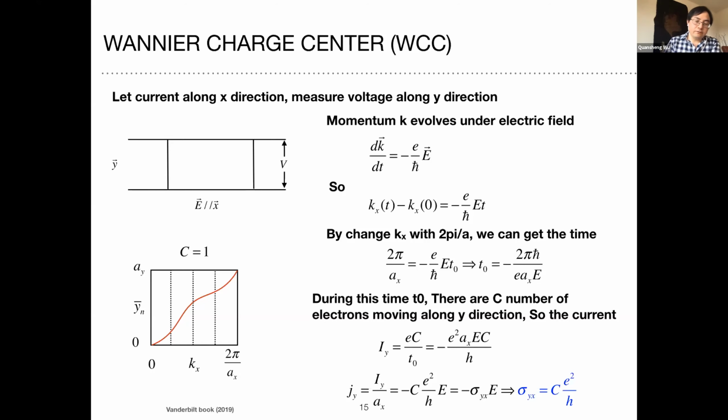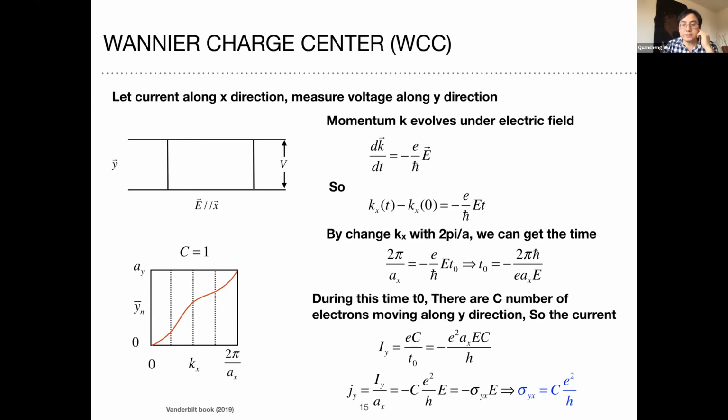So look at this Wannier charge center plot. If we evolve the momentum Kx from 0 to 2 pi, then the center of the Wannier function changes from 0 to A1. Let's use this formula to calculate how long it takes to get this change of K. Kx(T) minus Kx0 is 2 pi over ax, and this is equal to this one. So we can get the time is minus 2 pi h over e ax, like this.